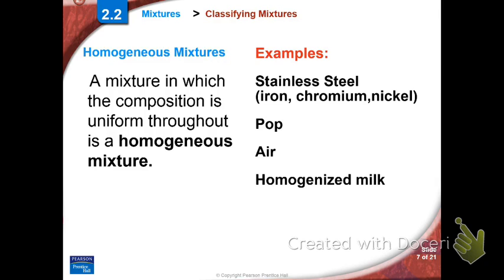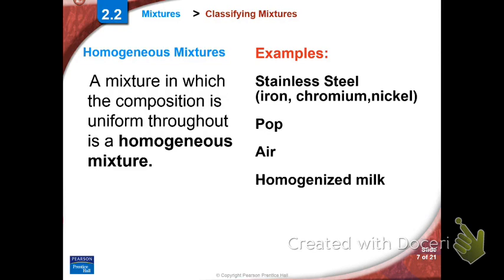So what's a homogeneous mixture? This is a mixture in which the composition is uniform throughout. It's the same all the way through, just like you wear uniforms to look all the same. The homogeneous mixture is the same all throughout as well. Our examples here include stainless steel. Stainless steel is made of iron, chromium, and nickel. But when we look at a stainless steel fridge or a stainless steel oven, we can't pick out the iron and the chromium and the nickel. It's all smooth. It looks all the same.